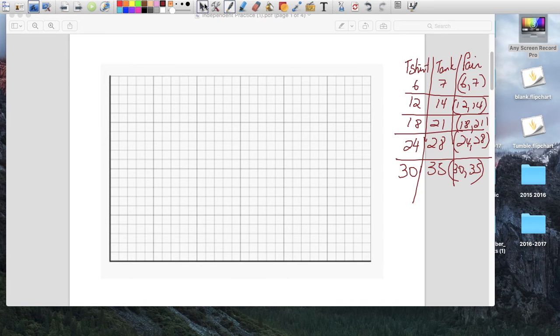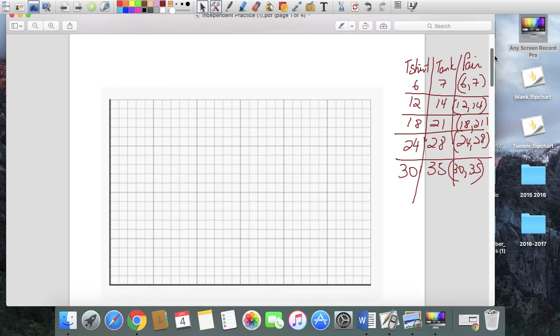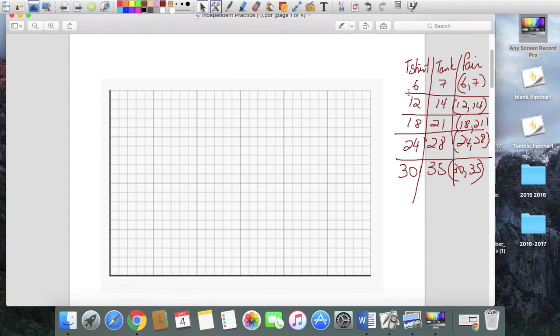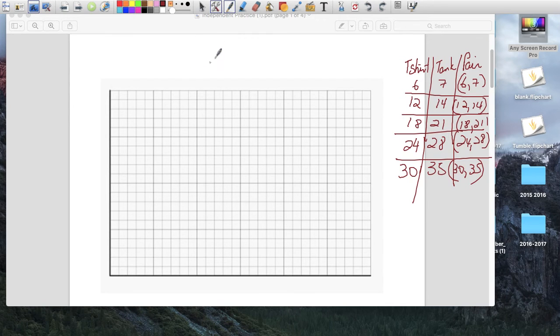All right, so you've got to be careful with your numbers here. So 12, 18, and 24. So we didn't need the 30. So before you start graphing, I want you to give it a title. T-shirt tank sales. Okay. Let's label.